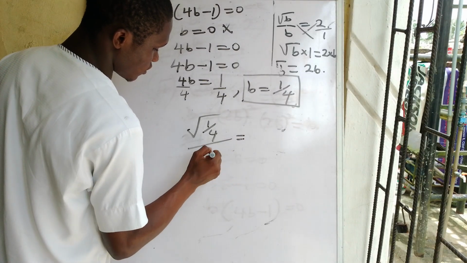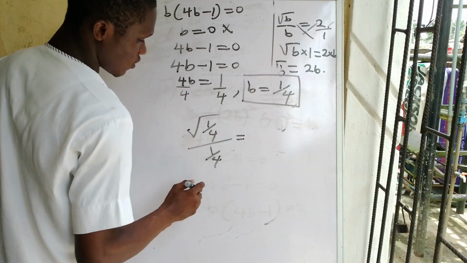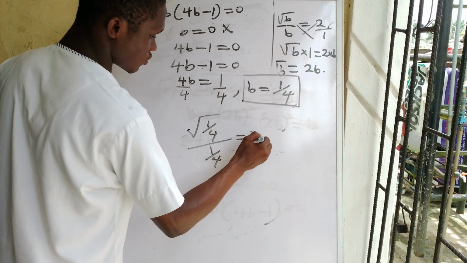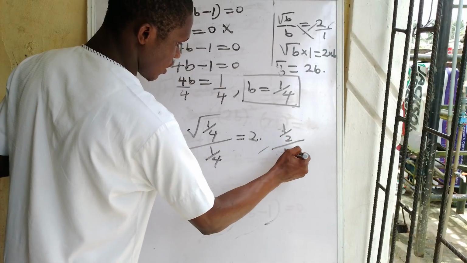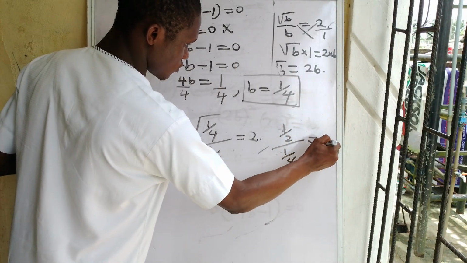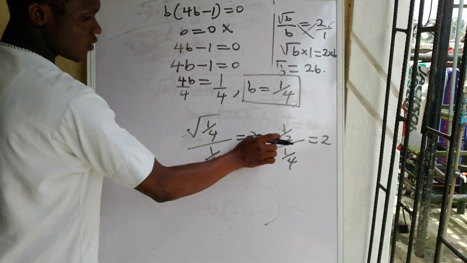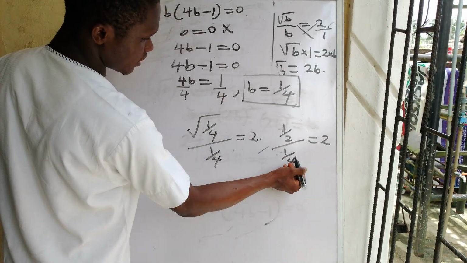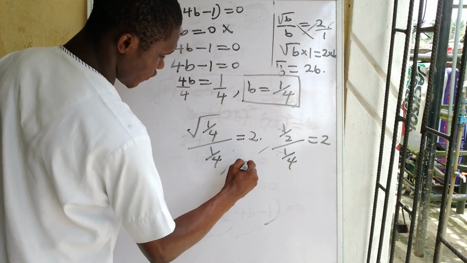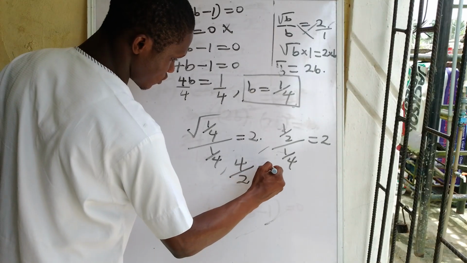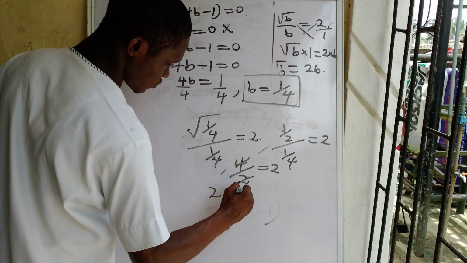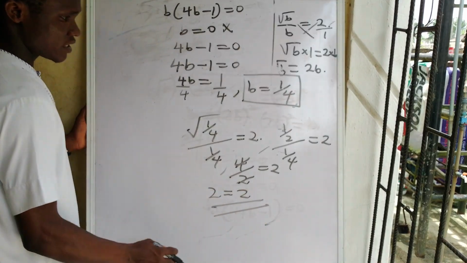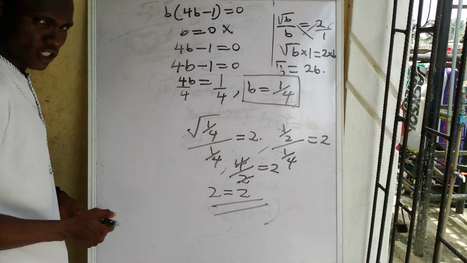1 over 4 equals 2. So we have 1 over 2 all divided by 1 over 4 equals 2. You can see here, bring this one up, it becomes 4 over 2 equals 2. And 2 divided by 2, we have 2 equals 2. So you can see that the value of b in this equation is correct.